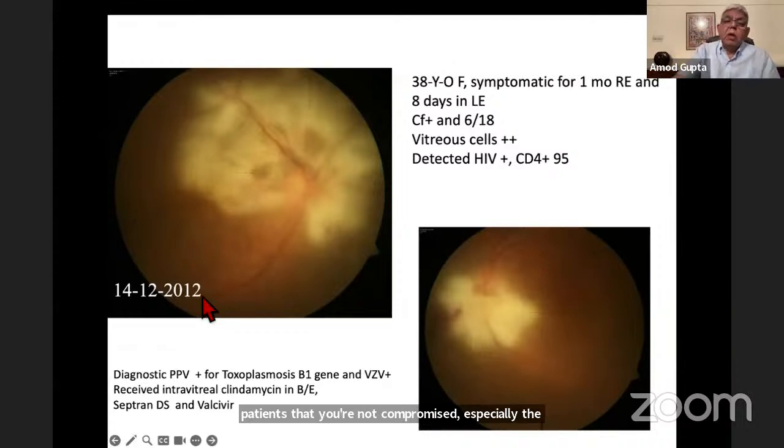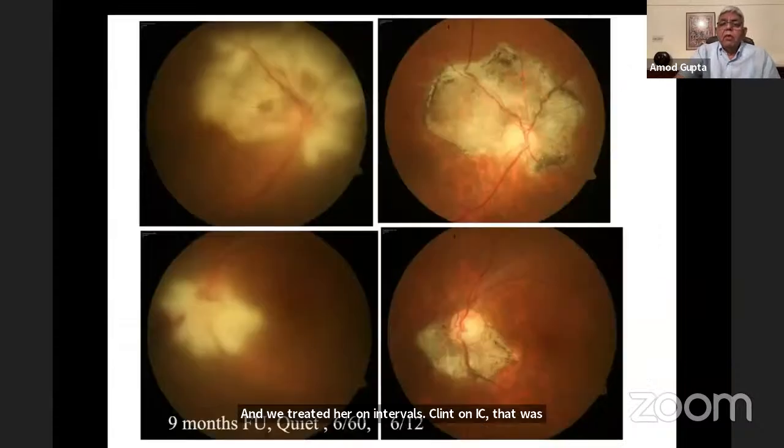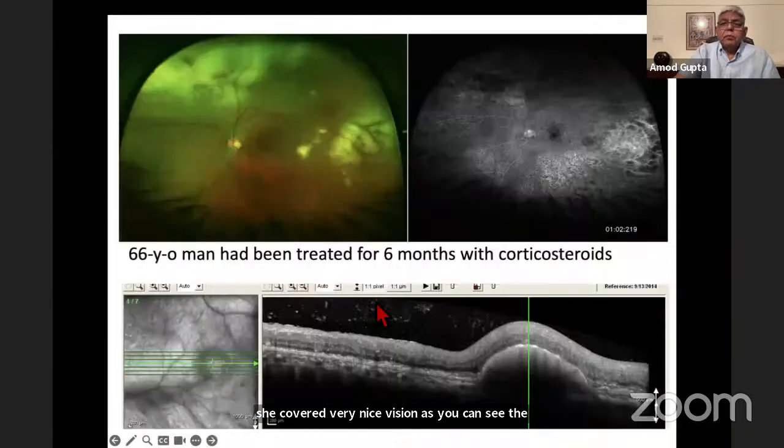And we treated her with intravitreal clindamycin. That was a standard treatment at that point of time, as well as antiviral therapy, with a very happy outcome. And she recovered very nice vision, as you can see, the healed lesions in both the eyes.